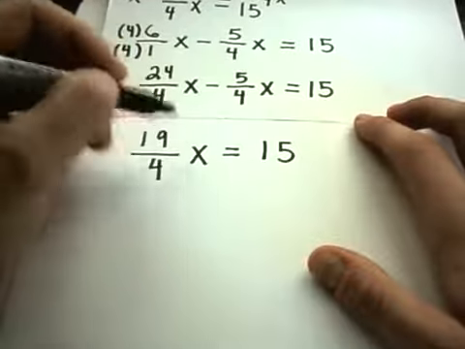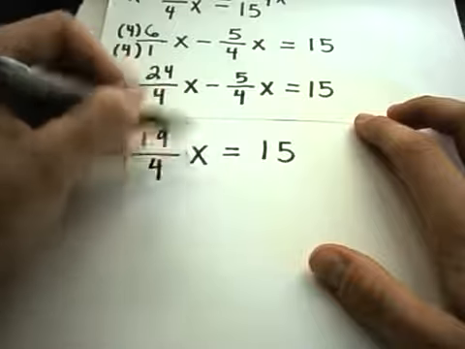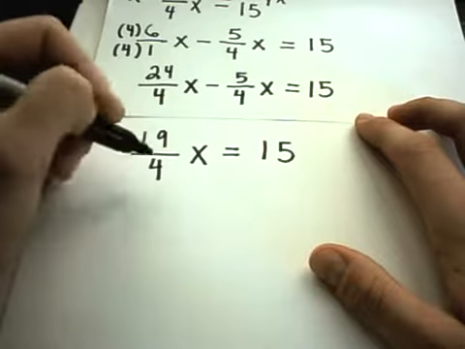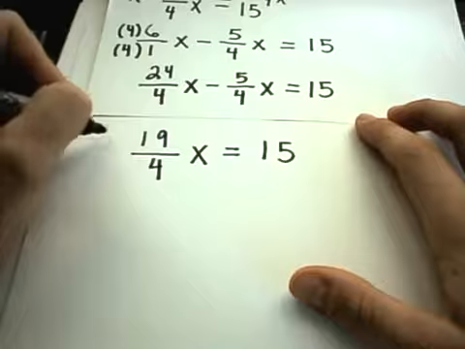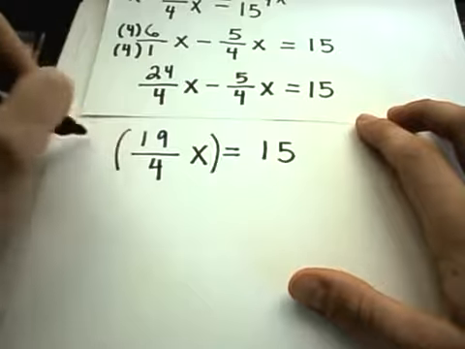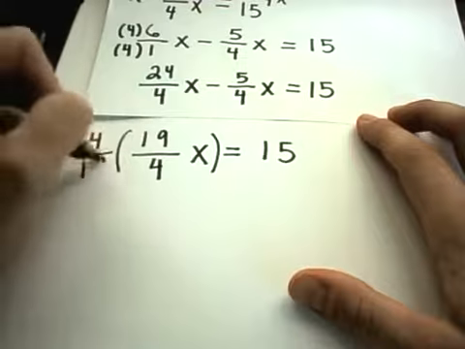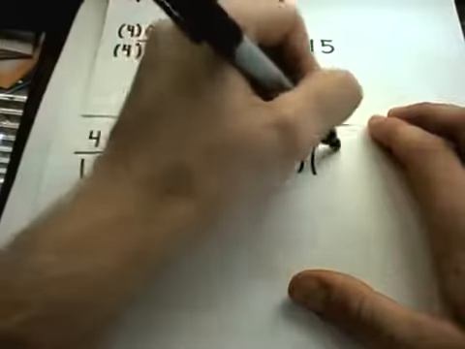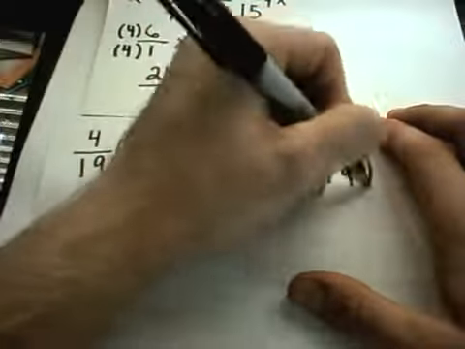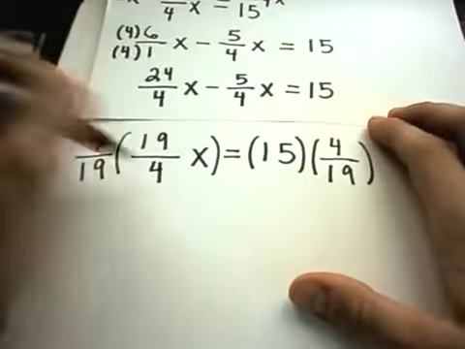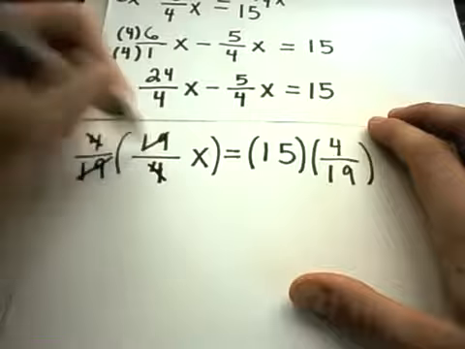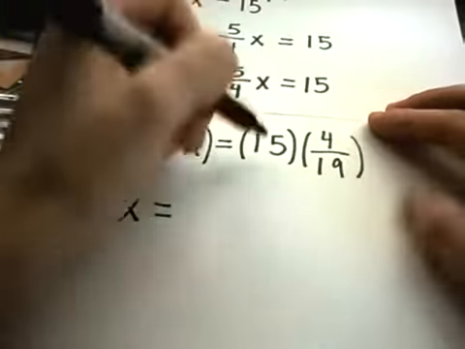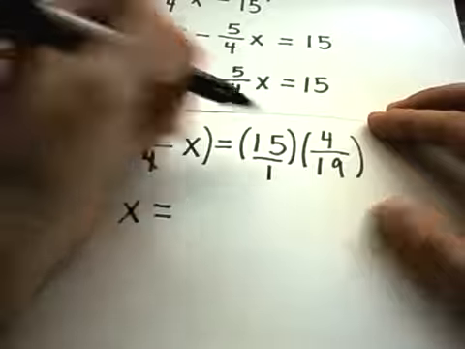And now I've almost got the solution to my problem. I want the x by itself. So I could divide both sides by 19/4. An equivalent way is to multiply the left side by 4 over 19. But if I do it to the left side, you've got to do it to the right side as well. So 4 over 19. Well, the 4's will cancel out, the 19's will cancel out, and I'm left with just x on the left side. And on the right side, you can think about this as being 15 over 1.